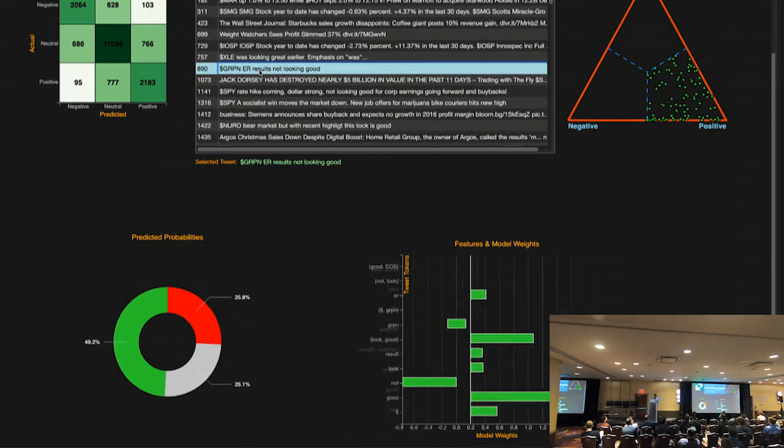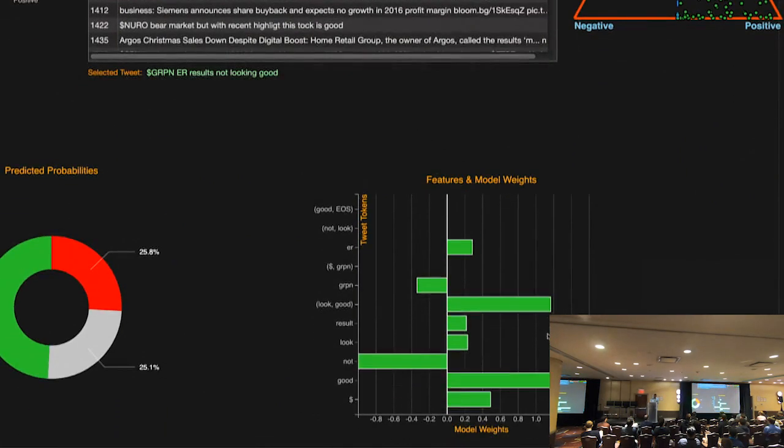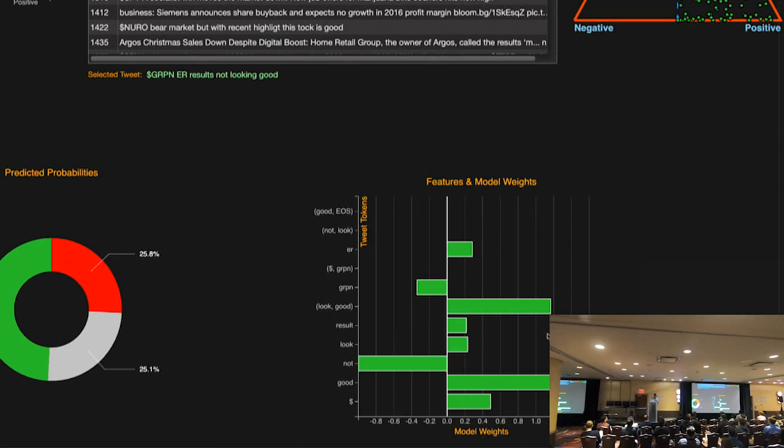One more example: "Groupon earnings results not looking good." Again there is this polarity inverting word not, which happens to be in this trigram. Had we taken trigrams, we would have got this. But if you look at this positive model here, which is classifying the tweets as positive versus not positive, it is giving importance to these tokens like good and look good. It does penalize the word not, but it is not enough.